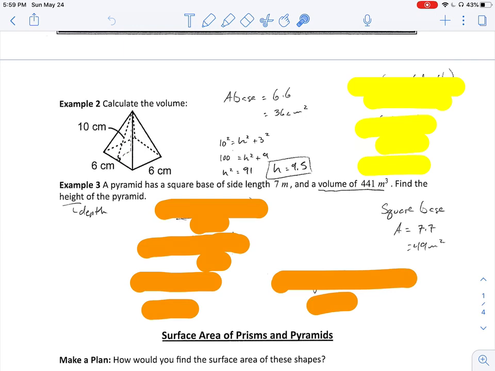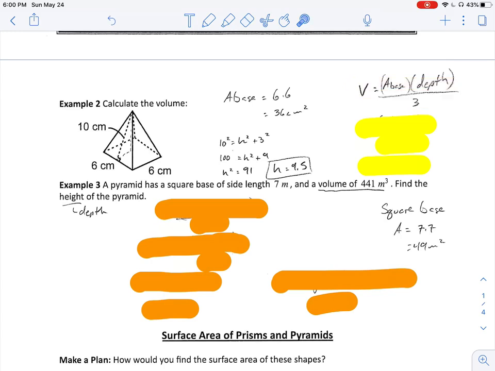So performing the math, 10 squared is 100, 3 squared is 9, 8 squared is still unknown. 8 squared is equal to 91, square root both sides. We get the height to be 9.5 centimeters. So now that we have the depth or the height, we can go ahead and start plugging things in.